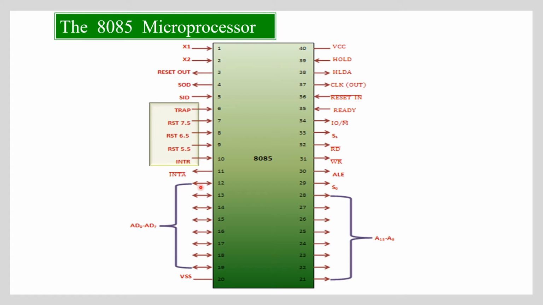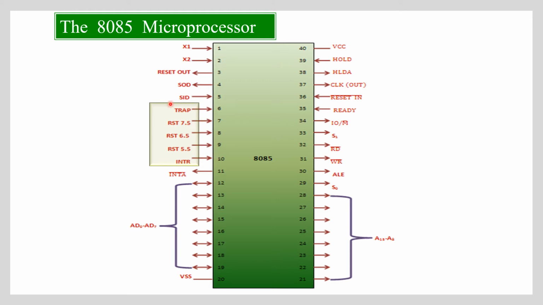The hardware interrupts, very important. So 5 interrupts: TRAP, RST 7.5, RST 6.5, RST 5.5 and INTR. Students, here the question comes on hardware interrupt, as I said in the previous session, but it may be asked as to explain an individual hardware interrupt also, like TRAP explain for 1 mark or INTR for 1 mark. So we'll see now these hardware interrupts in detail.